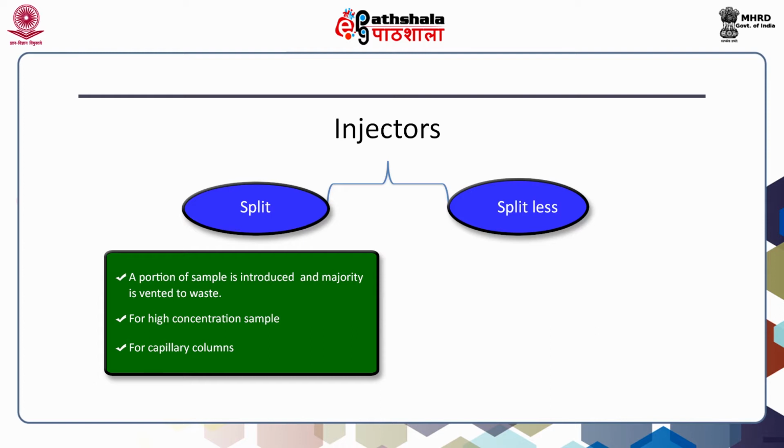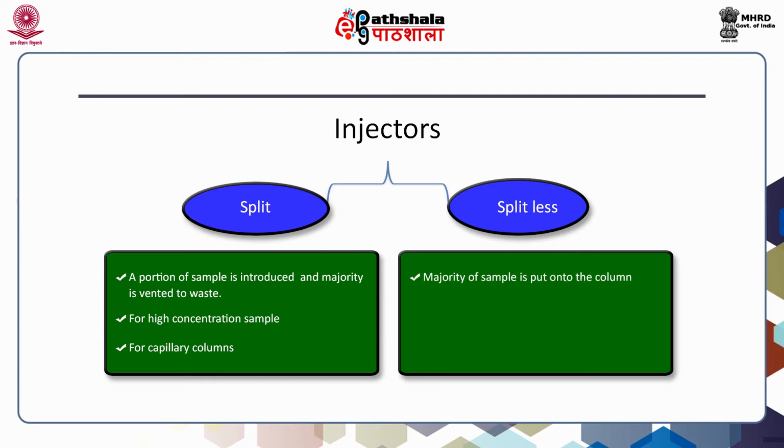Another type of injector is the splitless injector. That means there is no split. The requirement is that the majority of the sample should pass through the column, and it is required when the concentration of active components is low, typically for trace component analysis, and generally these splitless injectors are used with the packed column. So, when we are using packed columns or wider columns, we make use of these splitless injectors. These injectors are also very important because they affect the efficiency of our gas liquid chromatography analysis.